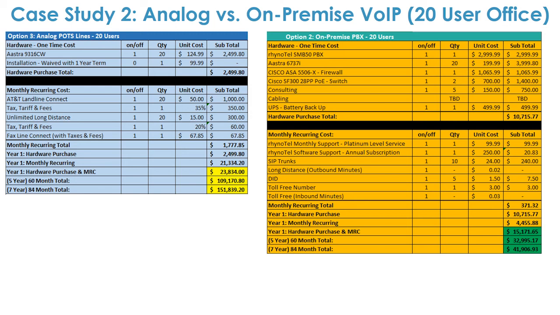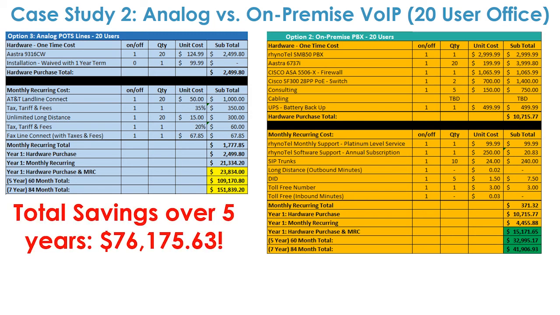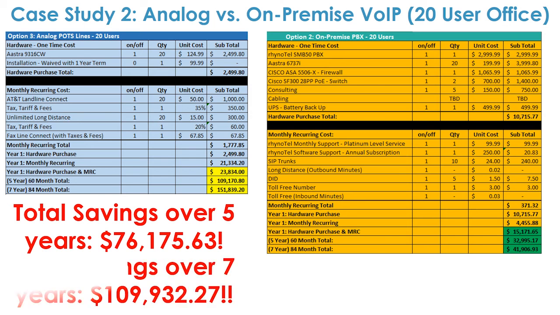With the on-premise option, in year 1, you're looking to spend a total of a little over $15,000, with a recurring cost of about $371 a month, about $4,500 a year in service total. After 5 years of service, the savings come up to more than $76,000. And after 7 years of service, this 20-person office would save nearly $110,000 compared to analog service.